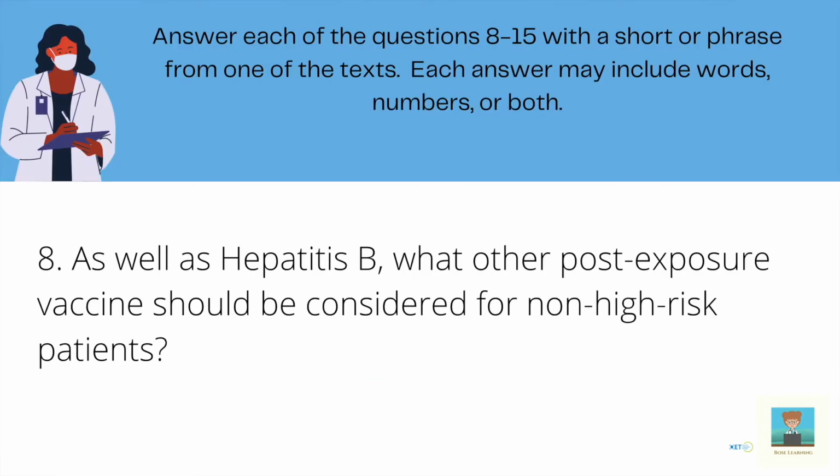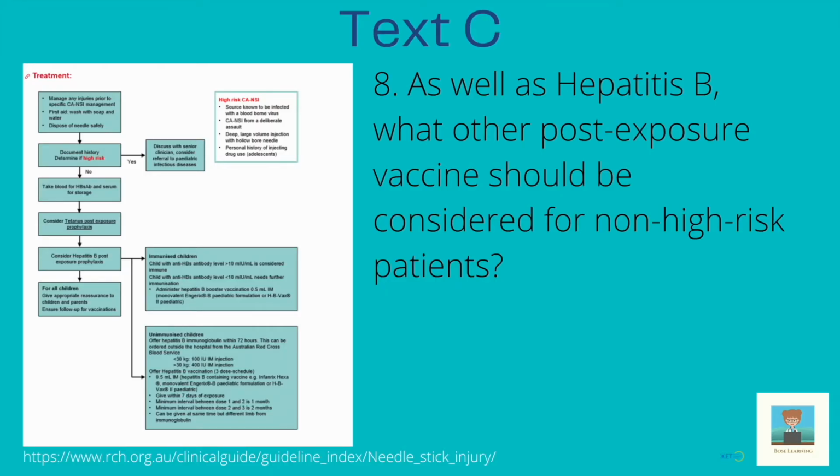Okay, we're going to be looking at questions 8 to 15 now. As I said, these are the short answer or phrase questions, and each answer may include words, numbers, or both. Question number 8 is this: as well as hepatitis B, what other post-exposure vaccine should be considered for non-high risk patients? Can you remember which text looked at non-high risk patients and what should be done post-exposure? It's of course the treatment pathway. That's text C. So what I'm going to do is give you a minute to try and find the answer to this question. Your minute starts now.